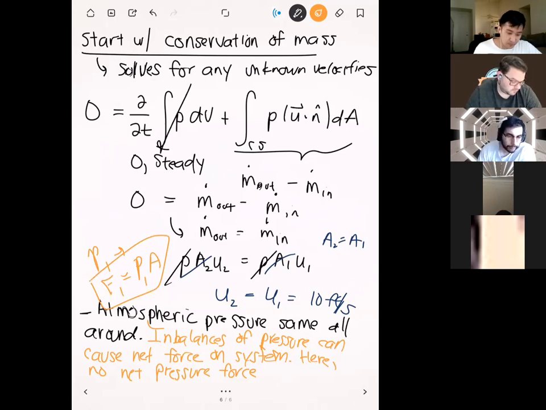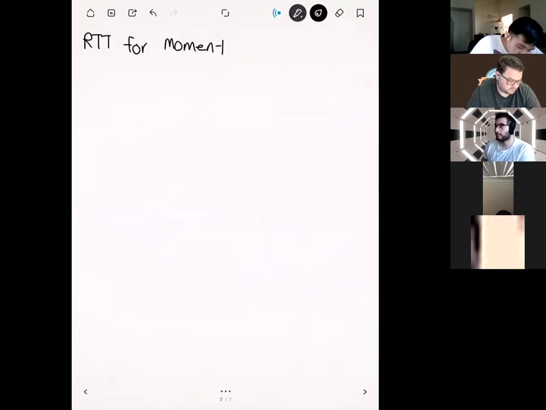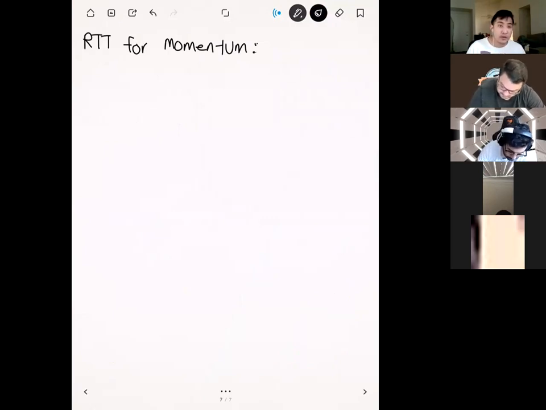All right, so now that we've applied conservation of mass and we know that U2 is equal to U1, we're ready to apply RTT for momentum. And so with RTT for momentum, we want to be able to solve for the forces that are acting on the vane, or on the ramp. And remember, momentum is a vector, and so we need to apply this in both the x direction and the y direction. So let's do x first.